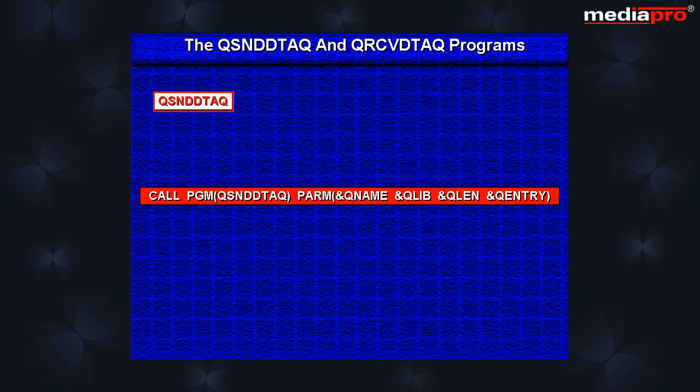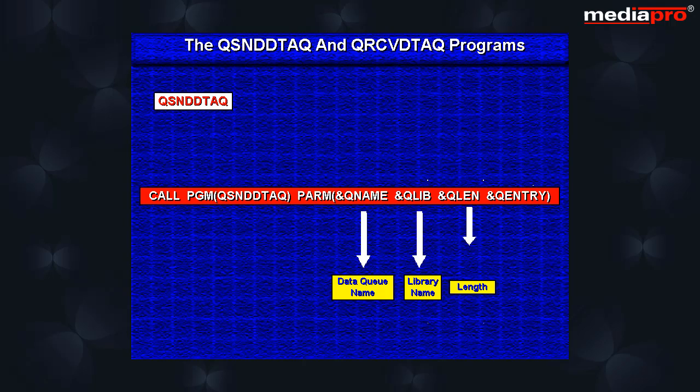The QSNDDTAQ program is used to put data onto the data queue. It requires 4 parameters: the name of the data queue, the name of the library which contains the data queue, the length of the data, and the actual data that is to be put on the queue.